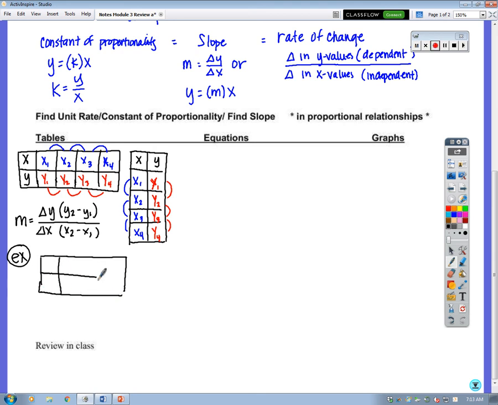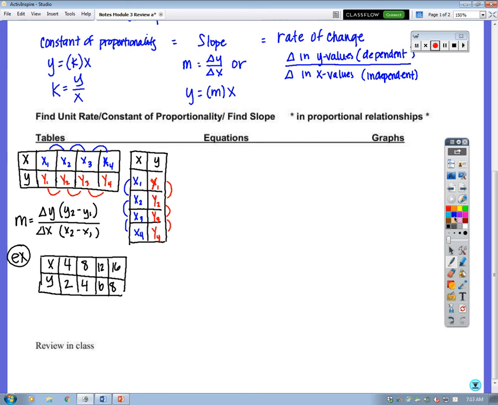I'm drawing another little table. X values on top, y values on bottom, independent variable on top, dependent variable on bottom. We're just going to say 4, 8, 12, 16, 2, 4, 6, 8. Okay, so I have a table and it represents some relationship of two variables.